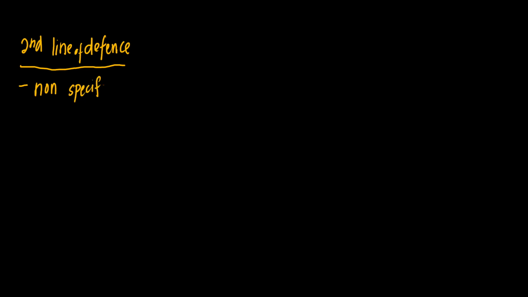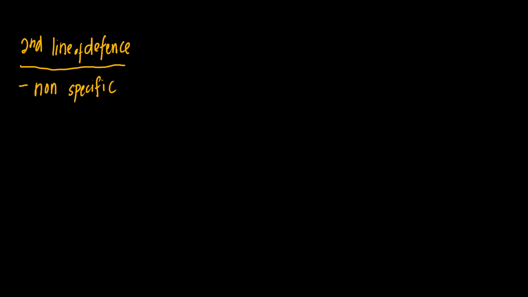Alright, so today we will learn about the second line of defense. Okay, the second line of defense. It is triggered when the first line of defense fails, and then it will trigger the second line of defense. This second line of defense is also non-specific. Okay, so let us see how we actually trigger this second line of defense.